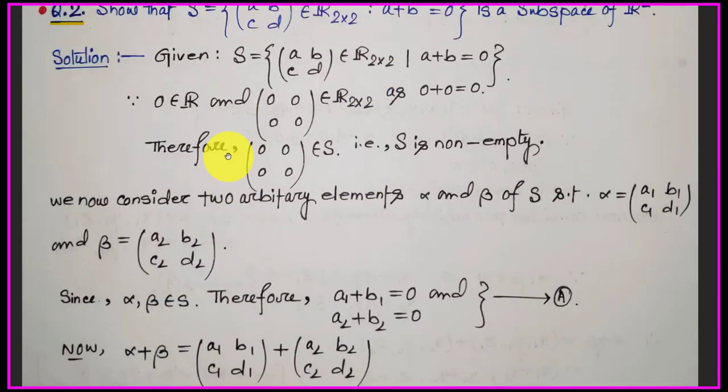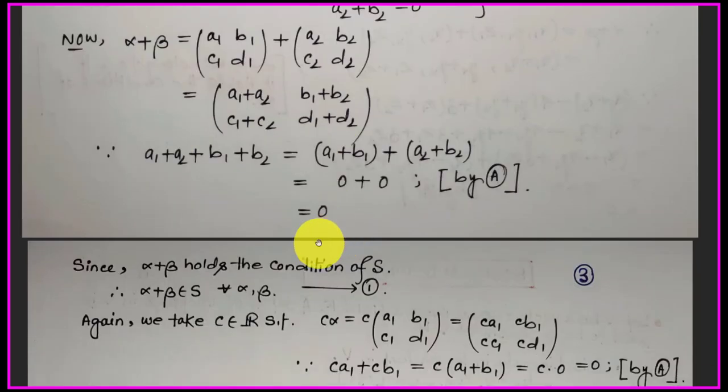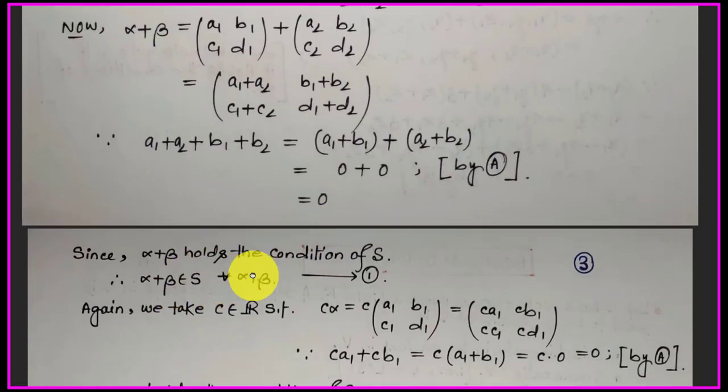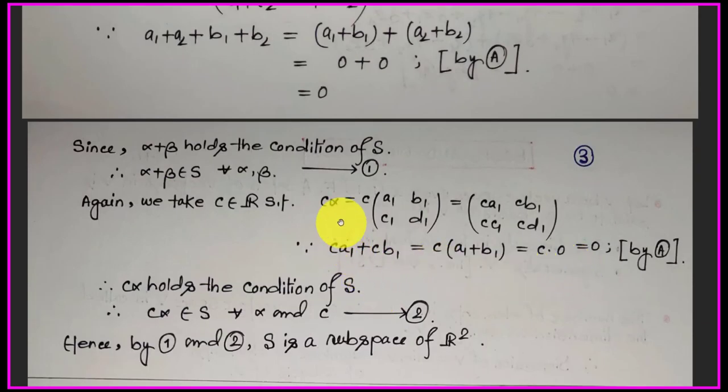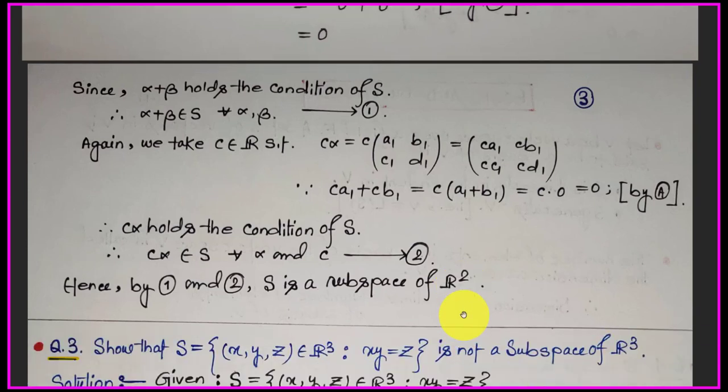Therefore, the three conditions: the first condition, non-empty, holds. The second condition, alpha plus beta belongs to S, holds. The third condition, c alpha belongs to S, holds. So as the three conditions hold, we can say that capital S is a subspace of R2.